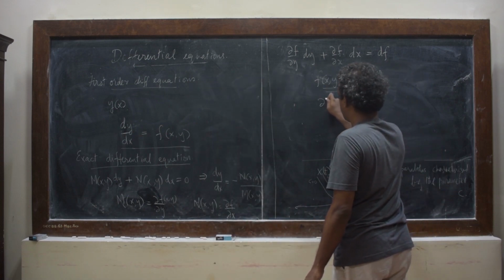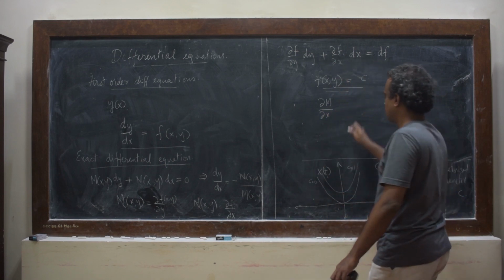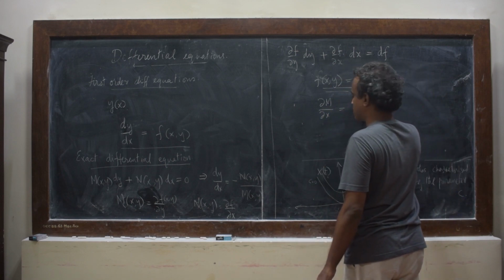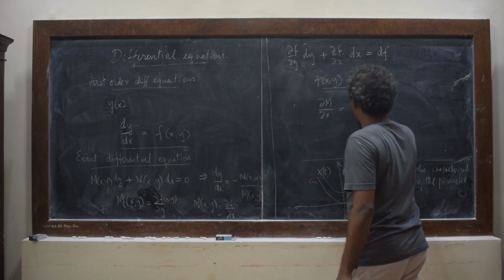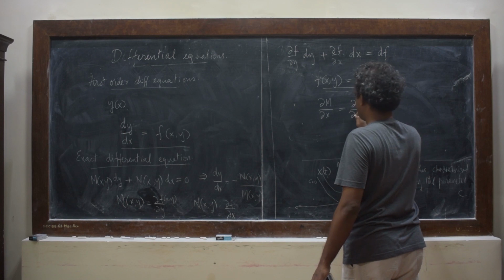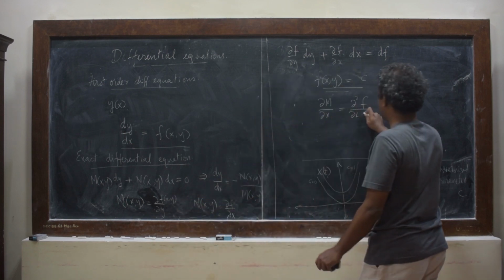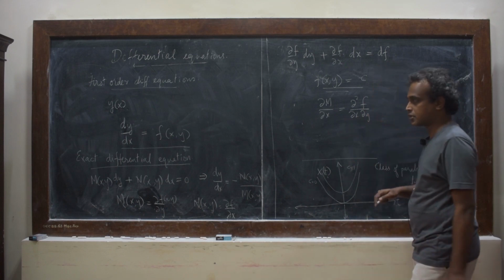If I take the partial derivative of m with respect to x, I know that must give me the second partial derivative of f with respect to y and x.